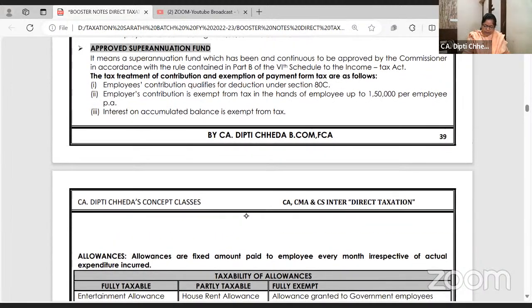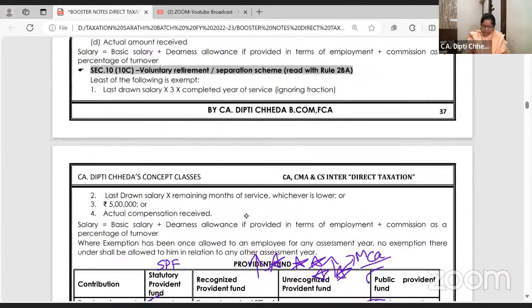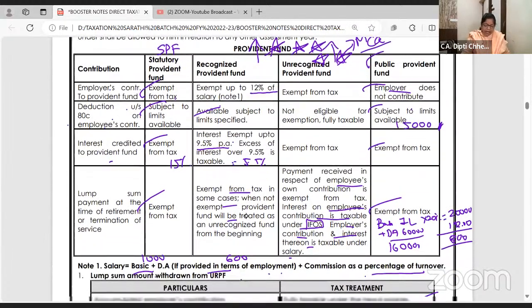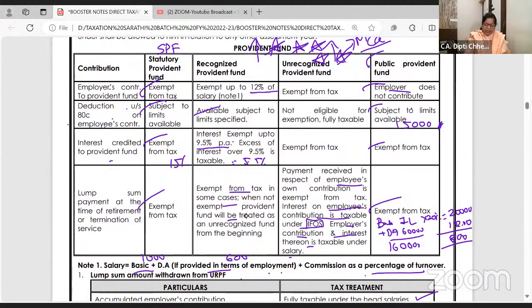And the superannuation fund individual limit is 1 lakh. Once again, I want to check that table now vertically. We have done SPF, RPF, URPF and PPF. Exactly 15 minutes and we are done. Now let us do left to right. Interest on SPF is exempt. RPF up to 9.5% exempt.